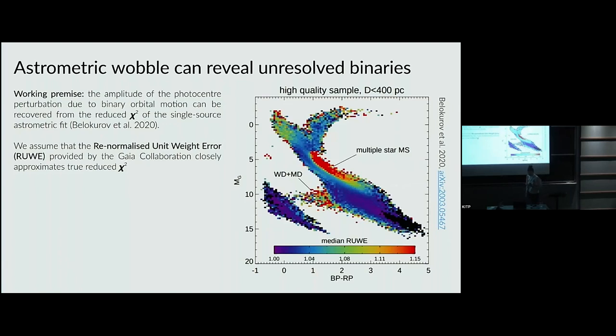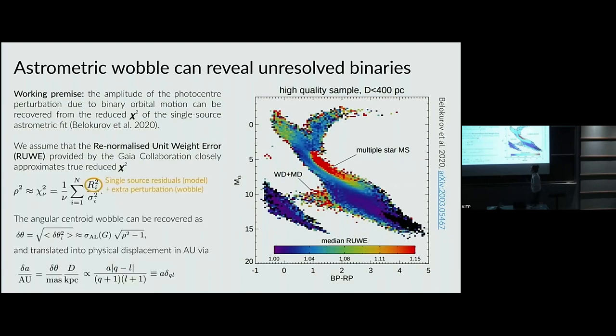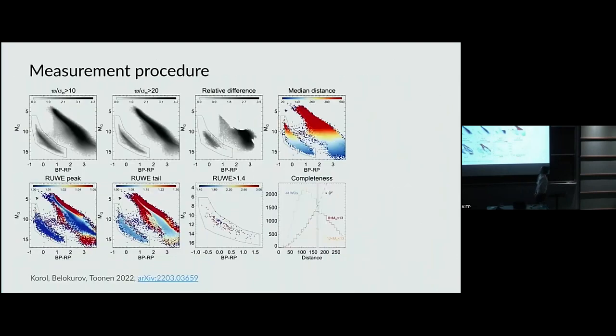And now I can write down my chi-square formula, where in the numerator I have my single-source residuals, which is my fitting model plus an extra perturbation that is causing my bad fit. And I can solve this equation for the extra perturbation that I call delta theta. So this is the angular perturbation on the sky. And then I can translate it into the physical displacement, because Gaia also provides me the parallax. So this is how we get this quantity delta A, which is proportional to the binary orbital separation, times a factor that depends on the binary mass and light ratio, and I'll call it delta QL in the next slides. So this is our measurement procedure.